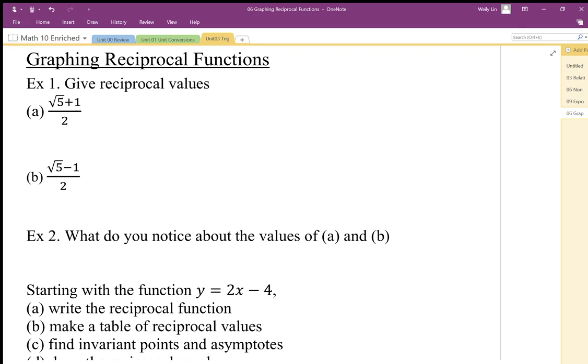Reciprocal functions. So before we look at the reciprocal functions, let's just work with some reciprocals of some fractions. In this case, some radical fractions. If I want to do the reciprocal of this, I'm just going to flip it upside down. And typically I can just leave it like this. However, we can rationalize the denominator. And we're going to rationalize the denominator here by multiplying that binomial with its conjugate.